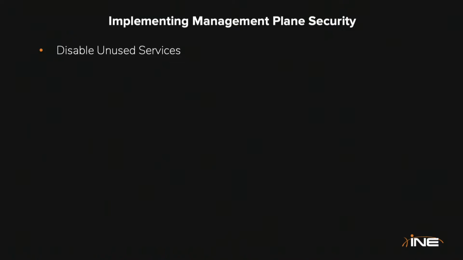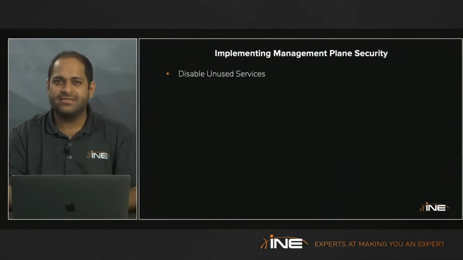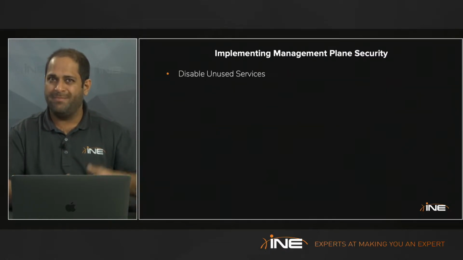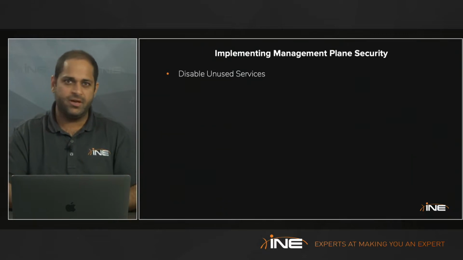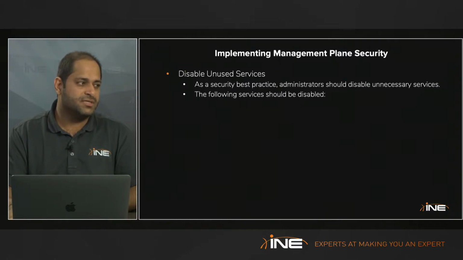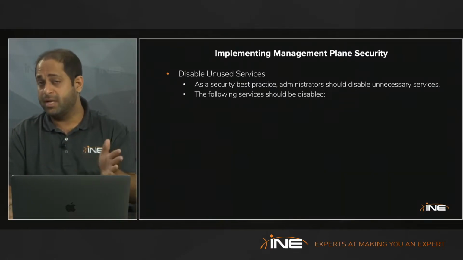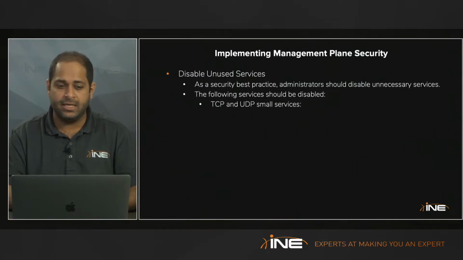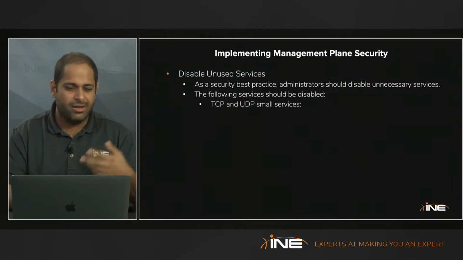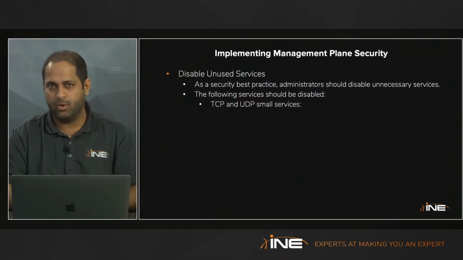The next thing that you should do would be basically disable unused services. Now, you don't want unnecessary services running on the router. So if there are services which are not being used by your management plane or even for your business purposes, you should probably disable them. Some of the unused services that you should disable would be TCP and UDP small services. They basically include echo, discard, daytime messages. You should basically disable all of these.